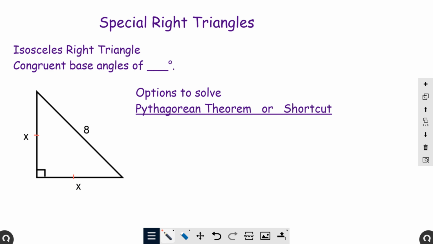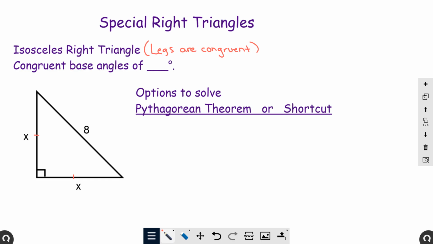So when it's an isosceles right triangle, the right means you have the right angle, but it basically means your legs are congruent. Okay, so that's another thing that you need to know. If it's an isosceles right triangle, the legs are congruent.